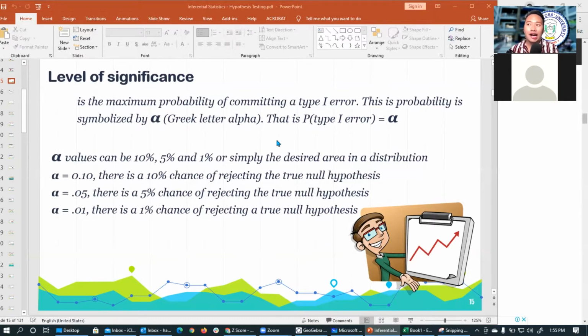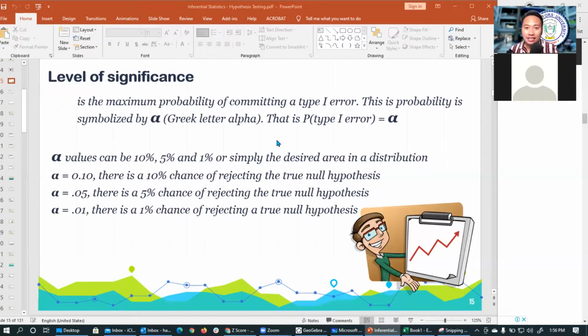But for other papers or other researches, they would set it to either 0.10, 0.05, or 0.01. If you're going to be the researcher, soon it's up to you which level of significance you're going to use. There's no one who will impose or force you to use 0.10. It's your decision or prerogative to choose.